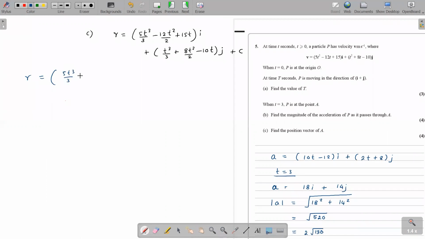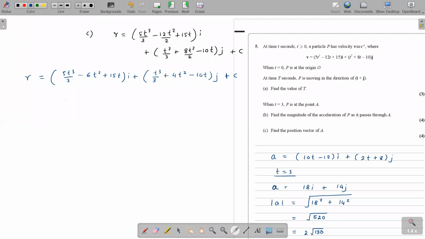5t cube over 3 minus 6t square plus 15t i, t cube over 3 plus 4t square minus 10t times j. Do you agree? And plus c. So how do we find the plus c value? When you integrate, you must remember to put the plus c. How do we get the plus c?